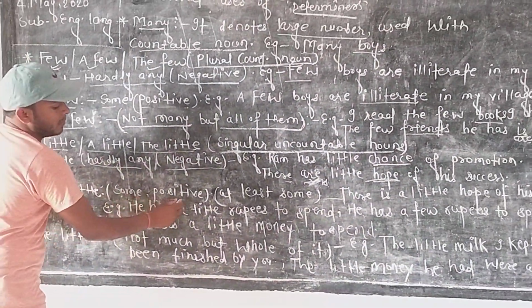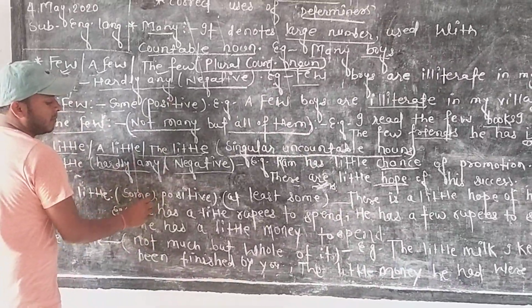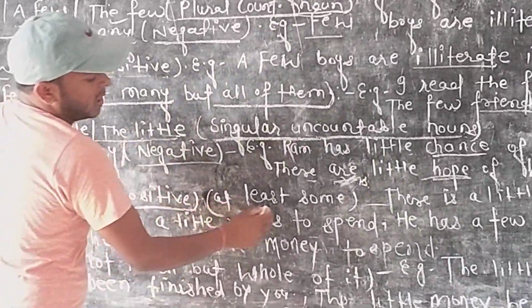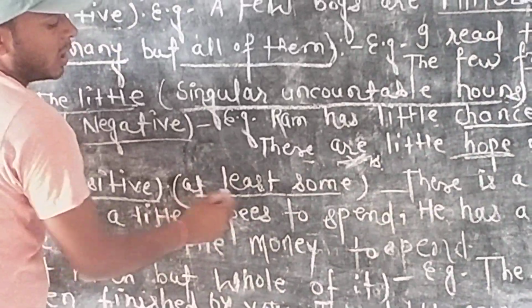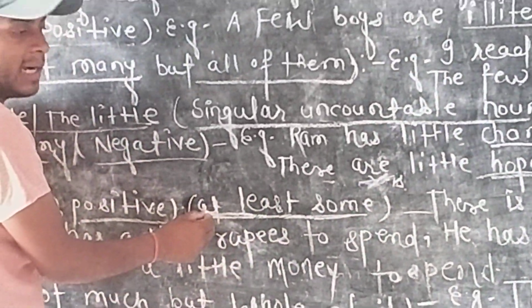Next one we have to know about is a little. A little is what? Some, positive. A little is some. It gives a positive sense, and it means at least some.